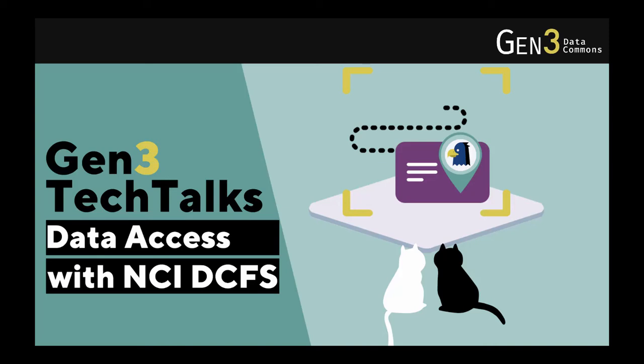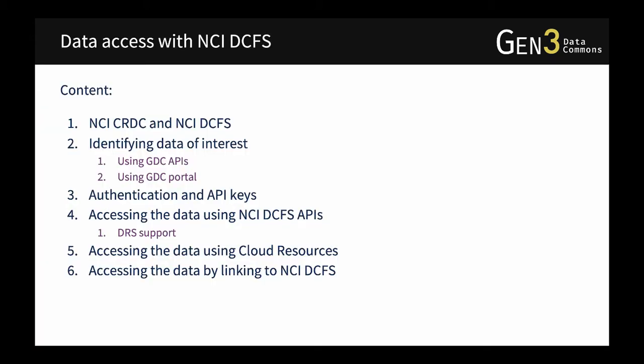This video provides a very brief overview of the steps required to obtain access to data using the NCI Data Commons Framework services. Following a brief introduction to the National Cancer Institute's Cancer Research Data Commons, or CRDC, and the NCI's Data Commons Framework Services, or DCFS, I'll walk through the steps required to obtain access to data, including identifying datasets of interest, authentication and API keys, accessing the data using NCI DCFS, accessing the data using cloud resources, and accessing the data by linking to NCI DCFS.